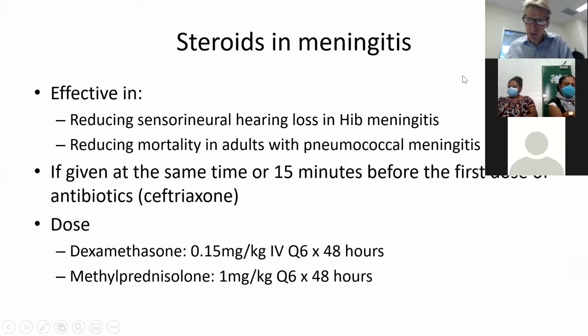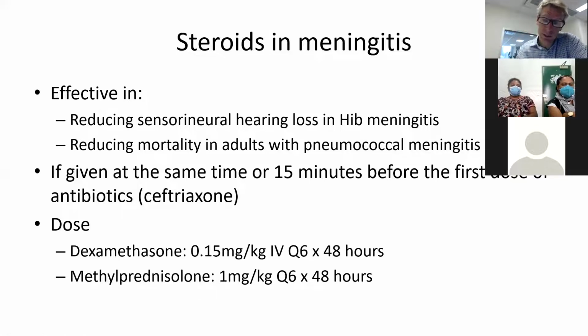Now, I'll just say a couple of other things about other treatments for meningitis. In the past, we've used steroids in meningitis, and that's still a good thing to do because it reduces the risk of hearing loss in children with Haemophilus meningitis, and it reduces in adults with meningitis their risk of dying. So the thing about steroids is you have to give it at the same time or even up to 15 minutes before the first dose of ceftriaxone. You have to give it at the same time as the ceftriaxone.